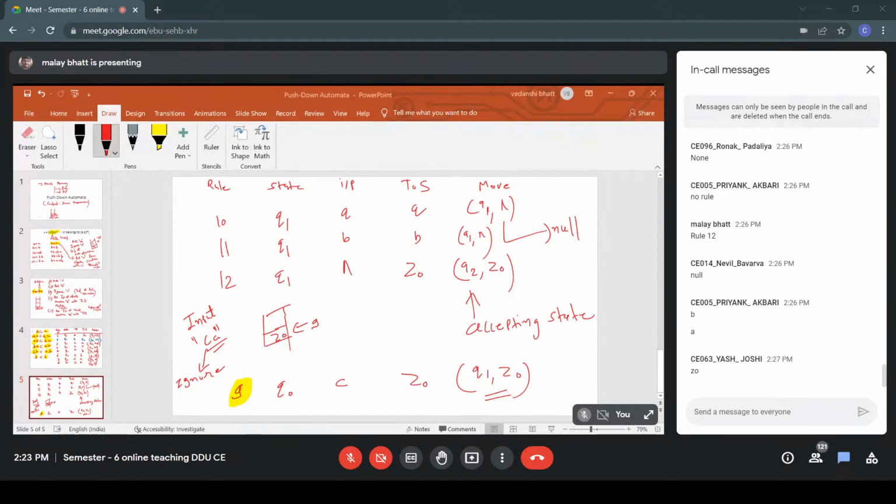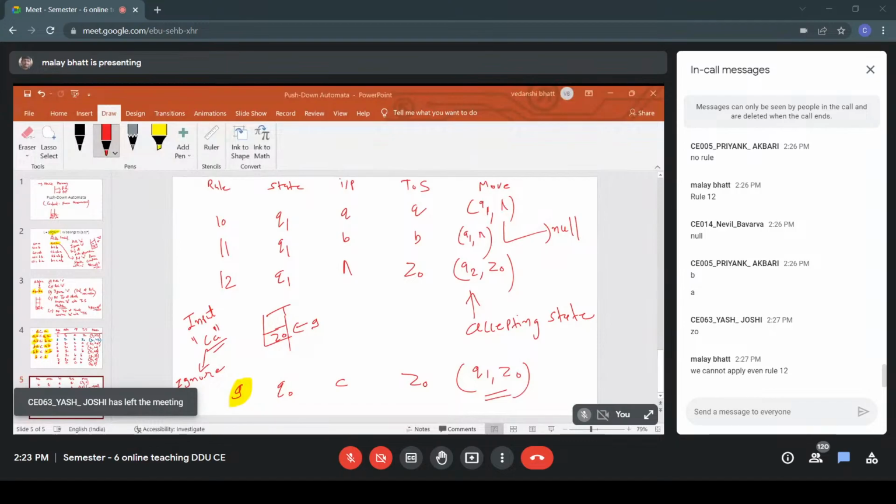So what we require is this kind of rule: Q1, then null, and then A. But it is not there. So basically here we cannot apply even rule 12. Even though it is Q1 and null is there, the top of the stack is not Z0. The top of the stack is A.